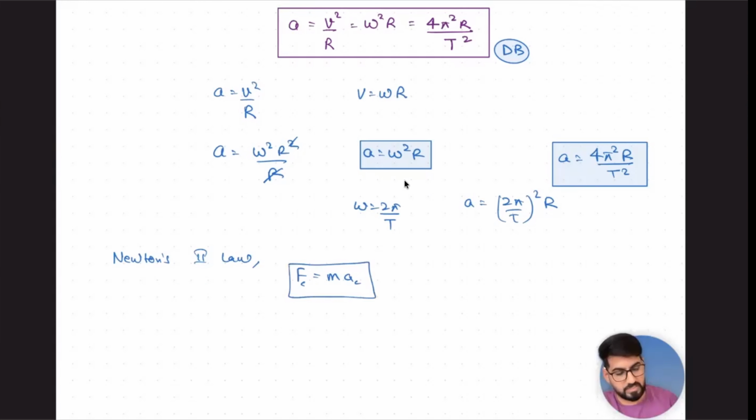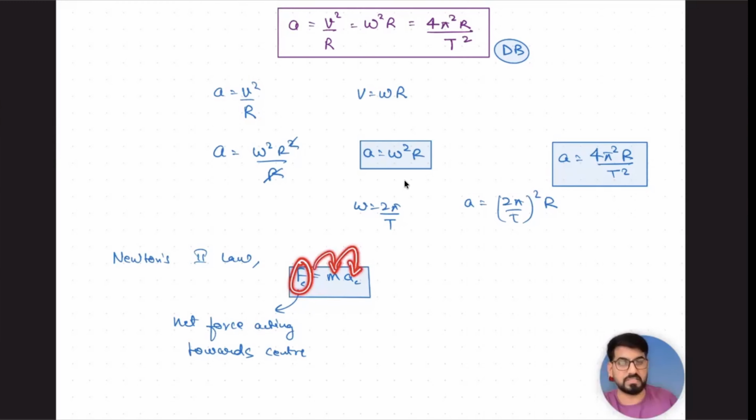So centripetal force will be the net force acting towards the center. This is the net force, as we already discussed: net force acting towards the center. So that will be your center, because we are discussing Newton's second law. Newton's second law says the net force acting on an object is equal to mass times its acceleration. So if we apply this to circular motion, then the net force acting towards the center will be your centripetal force.